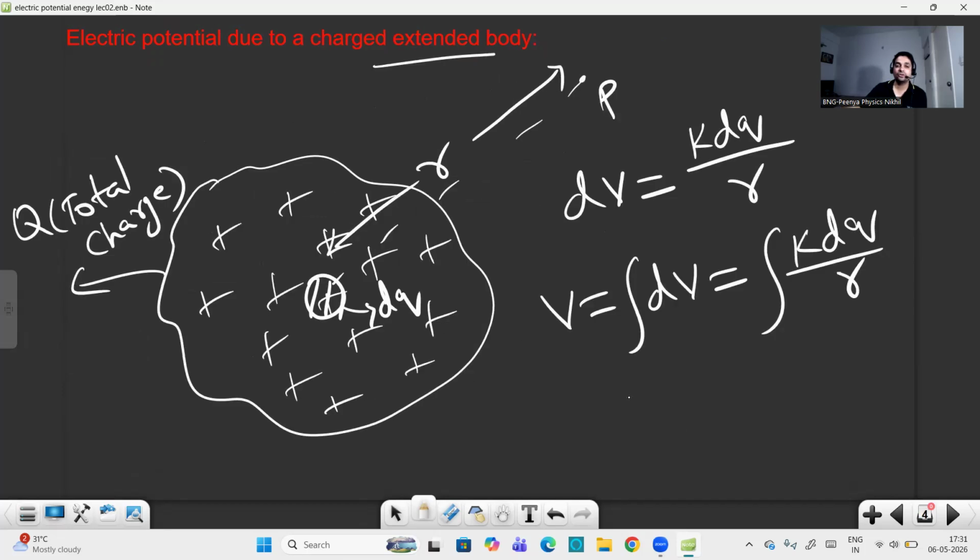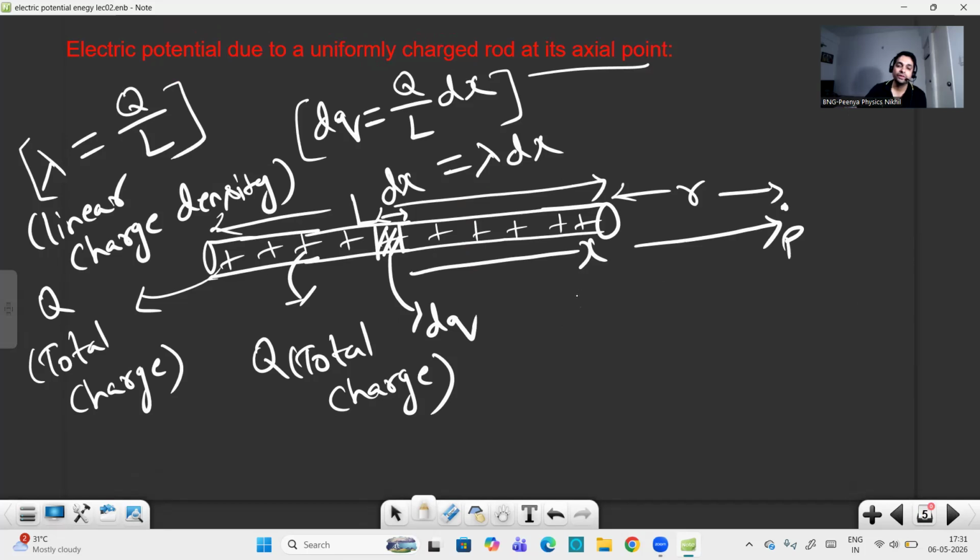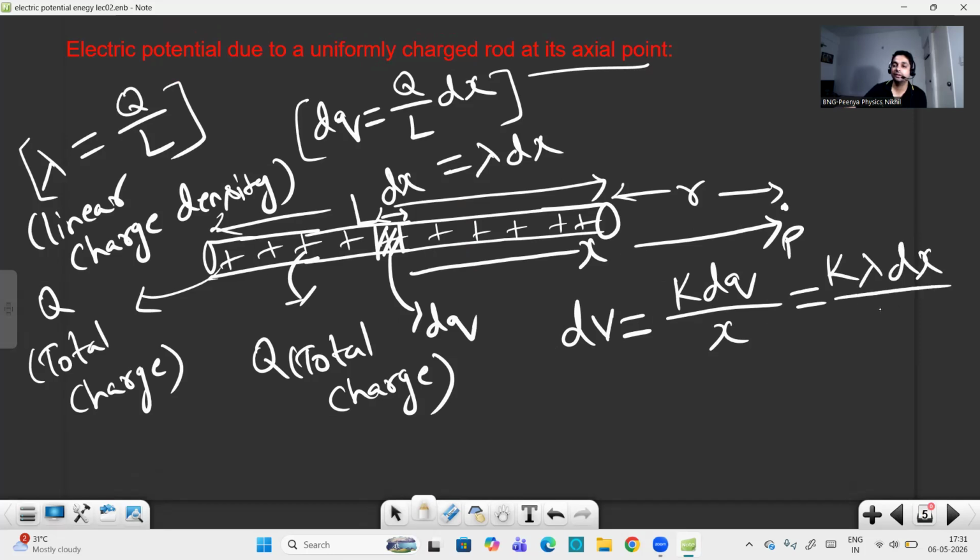As we have discussed already, if we have to find the electric potential due to an extended body, we will first take an elemental charge on that, then find the electric potential due to that elemental charge, and then integrate. Same thing we are doing here. So the electric potential will be dV equals K dq by x, since it is x distance from here. It can also be written as K lambda dx by x.